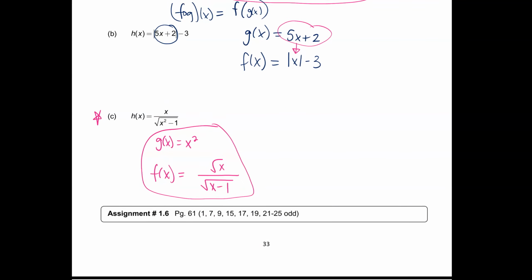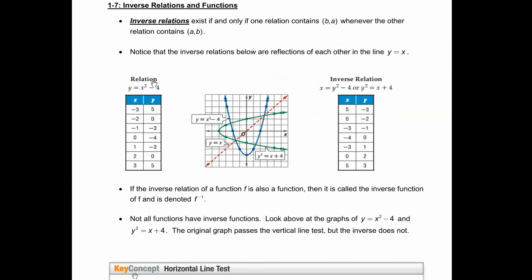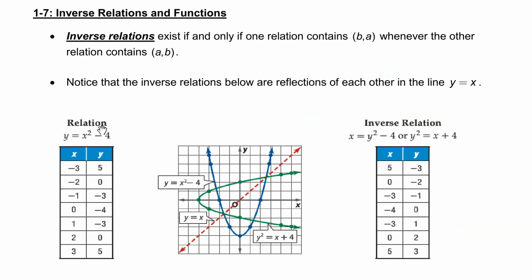Cool. Okay, so that's the end of 1.6. Not too bad. 1, 2, 3, 4, 5, 6, 7, 8, 9 problems. Not too bad. All right, inverse relations and functions. Last new section of the semester.